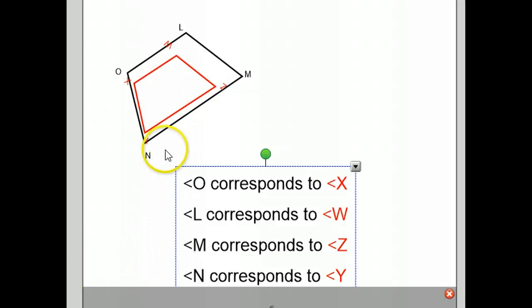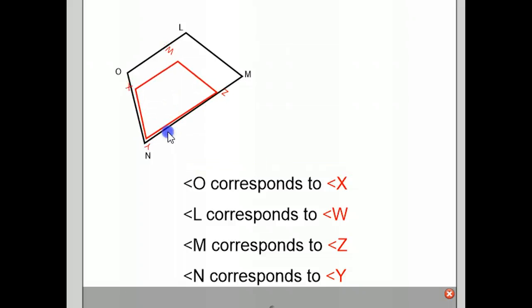Okay, so not only in this case do the angles correspond to one another, but as you can see as we move them around, the relationship between the corresponding angles is that they are congruent. Angle X is congruent to angle O, angle L is congruent with angle W, angle M is congruent with angle Z, and angle Y is congruent with angle N.